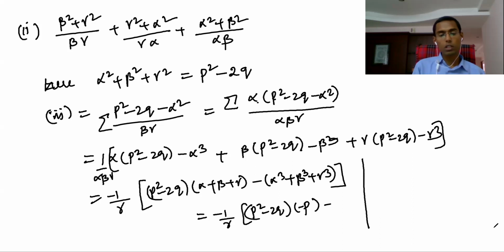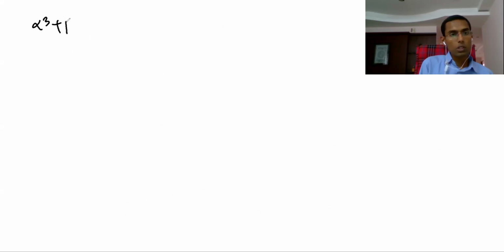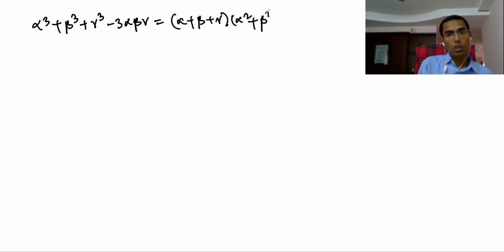I am finding it on the next page. Alpha cube plus beta cube plus gamma cube minus 3 alpha beta gamma: you have a formula, alpha plus beta plus gamma into alpha square plus beta square plus gamma square minus alpha beta minus beta gamma minus gamma alpha.